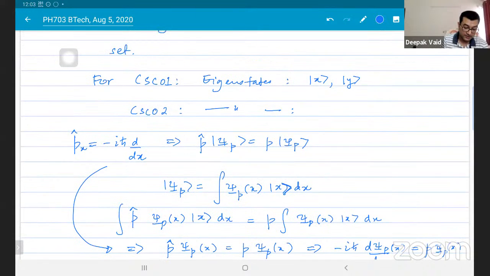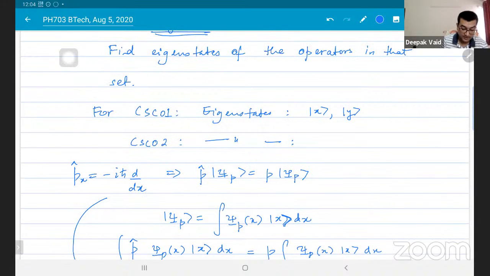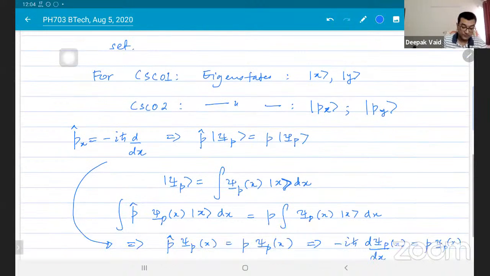So if I look at this complete set of commuting operators and I ask what are the eigenstates? Well, the eigenstates are these eigenstates which I've just written down. One will be this eigenstate, p of x ket, and the other will be, let's say, p of y ket. So what is p of x ket? P of x ket is the psi of p for x, and this is the same thing, psi of p for y.